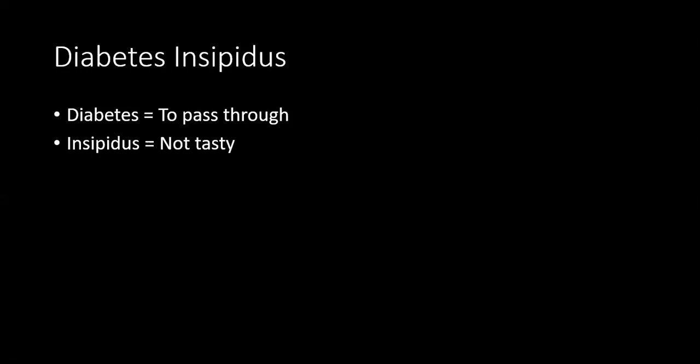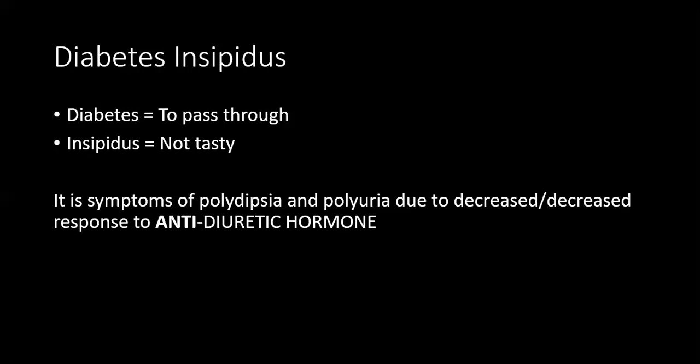So what is diabetes insipidus? It is symptoms of polydipsia and polyuria due to decreased response to antidiuretic hormone. So to diurese obviously means to pass urine. If we have a hormone that's called antidiuretic hormone, it is going to stop us from diuresing. If we don't have antidiuretic hormone, we're going to be diuresing a lot. So this can be central type or nephrogenic. It can also be adipsic or dipsic.